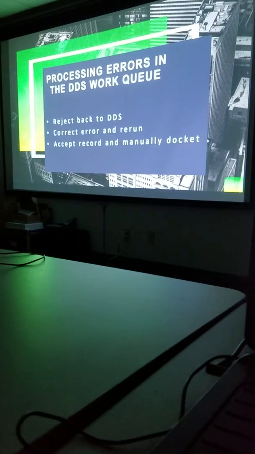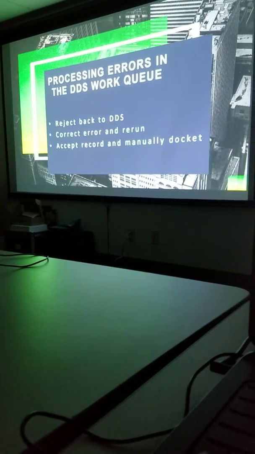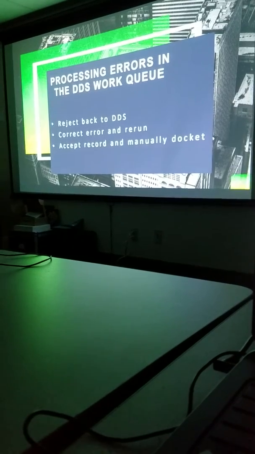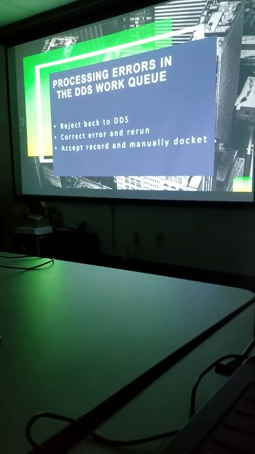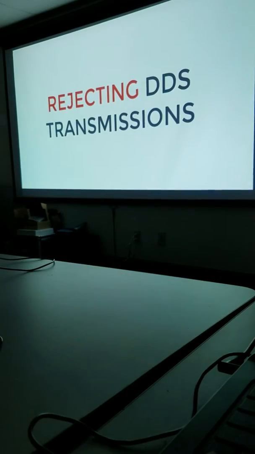So processing errors in the DDS work queue. We're going to show how to reject back to DDS, correct the error, and then rerun, and then accept the record and manually docket it. So rejecting a DDS transmission.